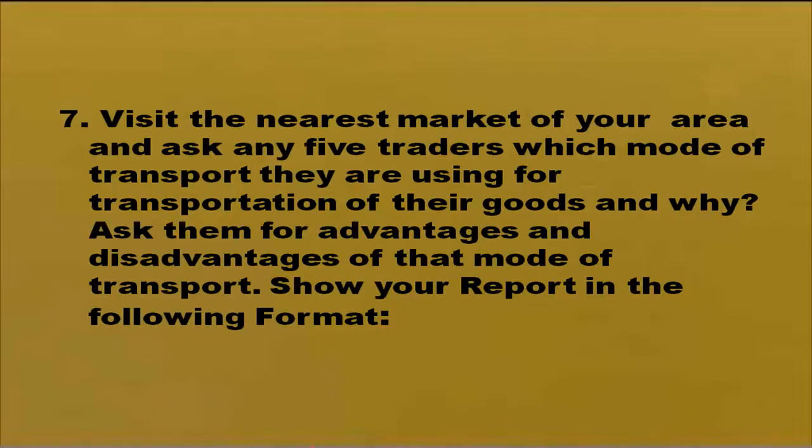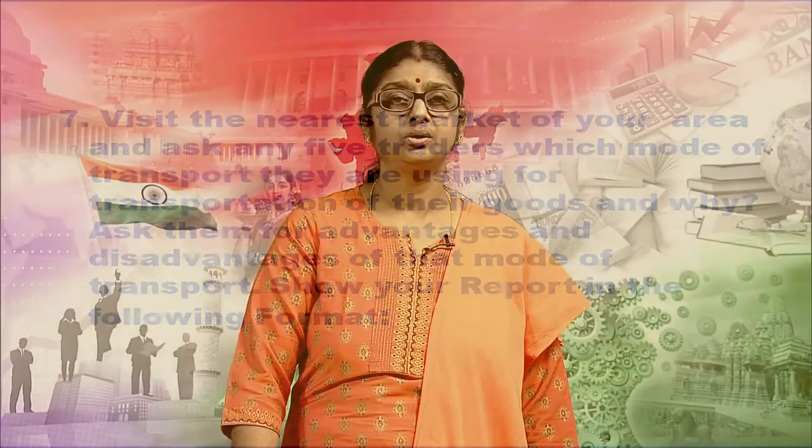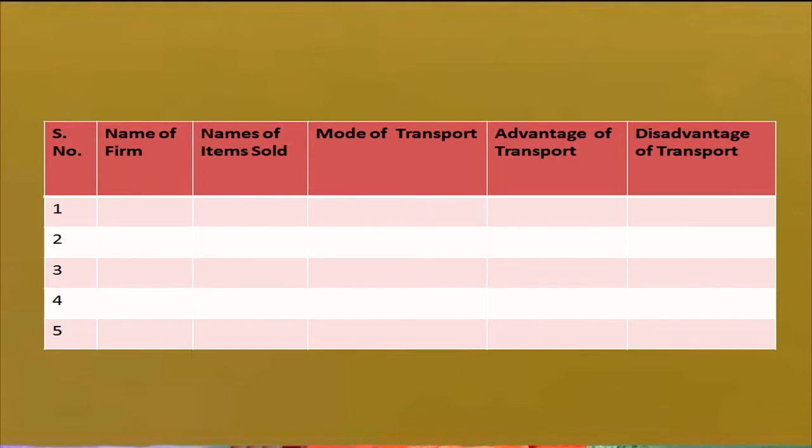Coming to another report, visit the nearest market of your area and ask any 5 traders which mode of transport they are using for transportation of their goods and why. Ask them for the advantages and disadvantages of that mode of transport. You can show the report in this format. Serial number, name of the firm that you have visited, name of the items that they are selling, mode of transport like land transport, air transport, water transport.